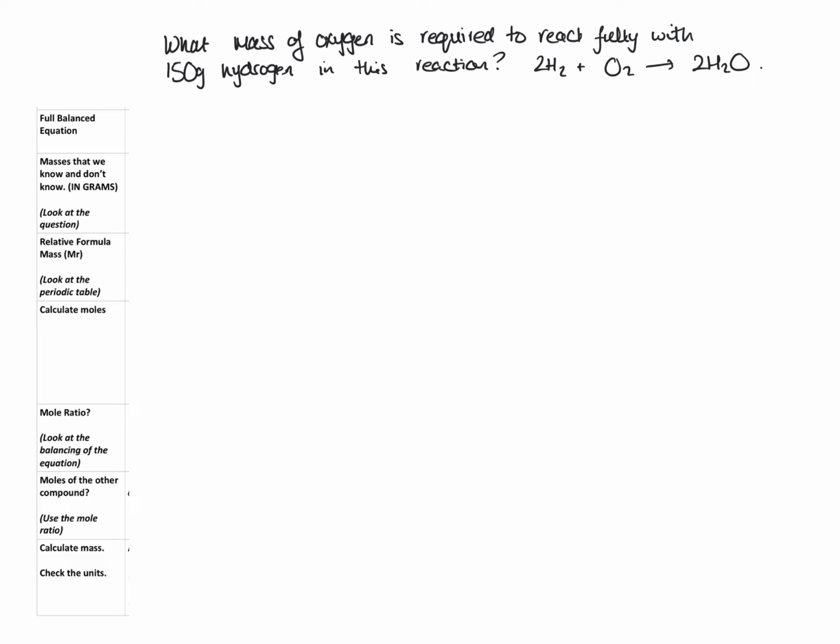The first step in my list of instructions is the full balanced equation, and again I'm going to spread it out across the working space. So we've got 2 lots of hydrogen reacts with 1 mole of oxygen to make 2 moles of water. Okay, and I have done that one.